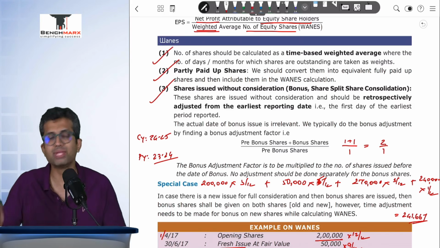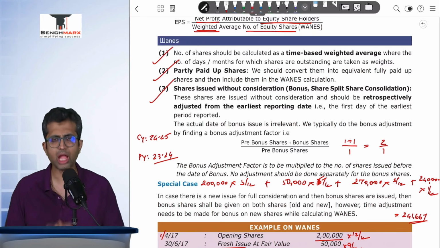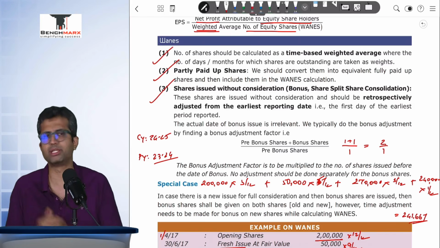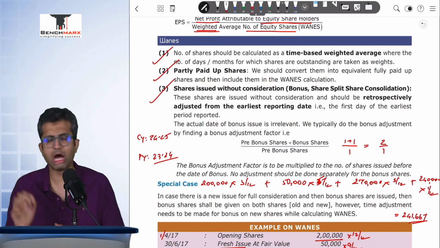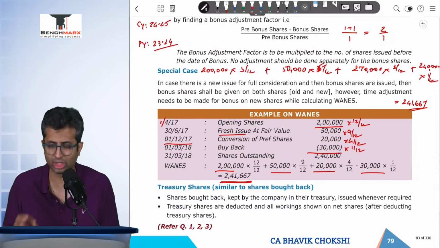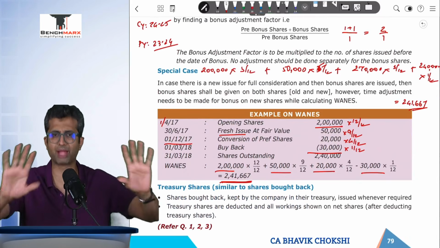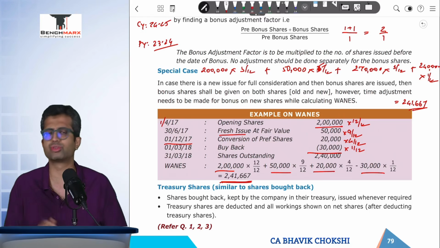600 shares pre-bonus are equivalent to 600 × 2/1, that is equal to 1200 shares post-bonus, and that will be taking care of the bonus adjustment. Another important adjustment is for a term called treasury shares. Remember, treasury shares are nothing but shares which have been bought back but not yet cancelled. In India, treasury shares are not as popular.